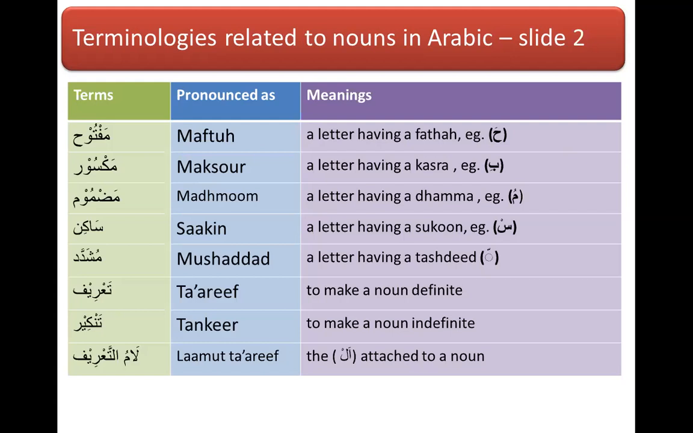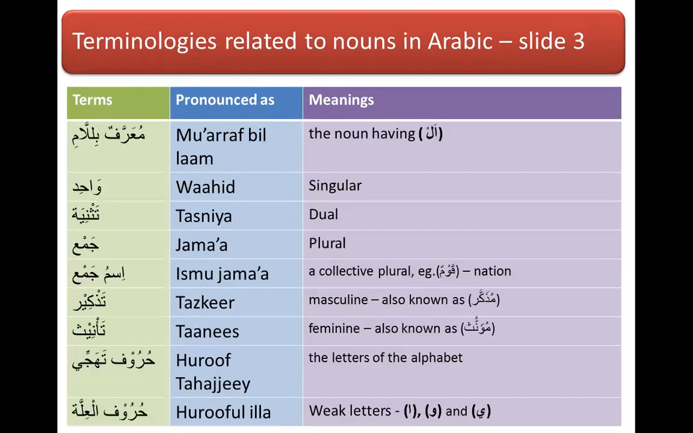Lam at-ta'rif. Whenever al is attached to a noun, then that noun becomes definite, and that alif and lam is called as lam at-ta'rif. The noun which has alif and lam on it, that is lam at-ta'rif on it, then that noun is called as muarraf bil lam.